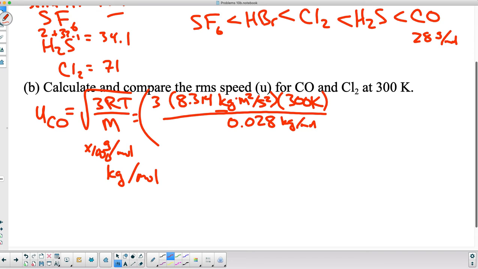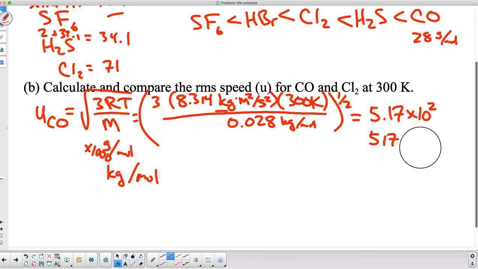Okay, so now I put all of this together, and this is going to be to the 1/2, which means square root. So I multiply all of this out, take the square root of that, and what I end up with is 5.17 times 10 to the second, which means 517, and that's going to be meters squared per second squared. It would be, except we're taking the square root of all of those. So that'll be just meters per second. Sorry, that was brutal. I know that took forever.